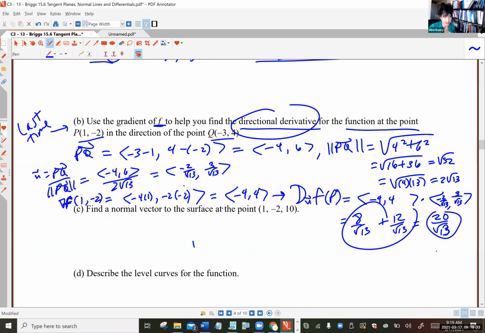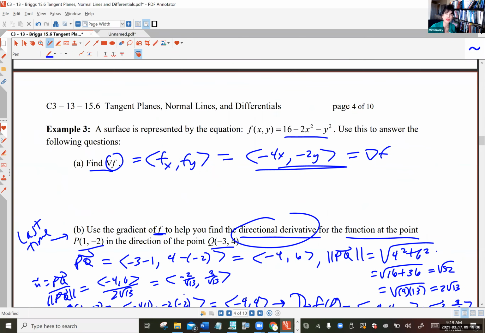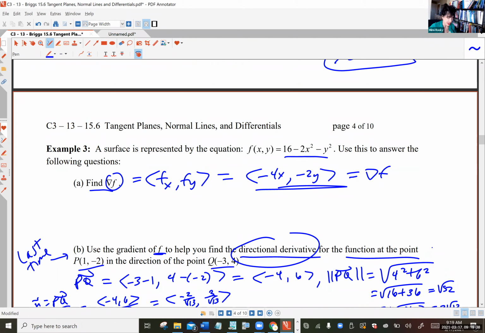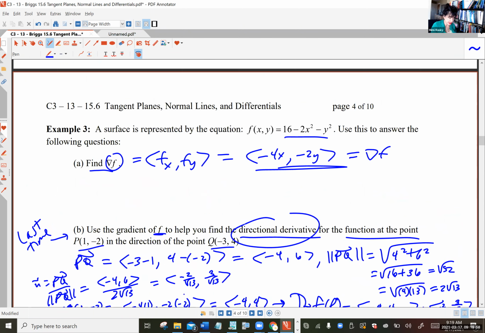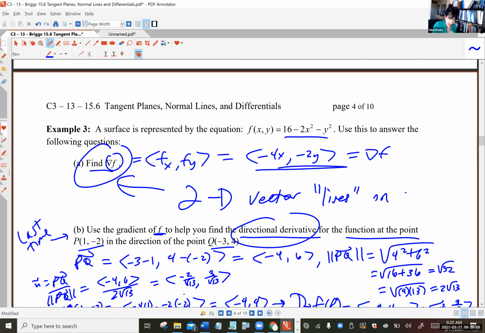Okay, now letter C. This is where it gets fun. This is where I find out who knows their stuff and who thinks they know their stuff. We're going to find a normal vector to the surface. So should I use little del f? No. Why not? 3 points. Because little del f is a two-dimensional vector that lives in the xy plane. It is not a three-dimensional vector.